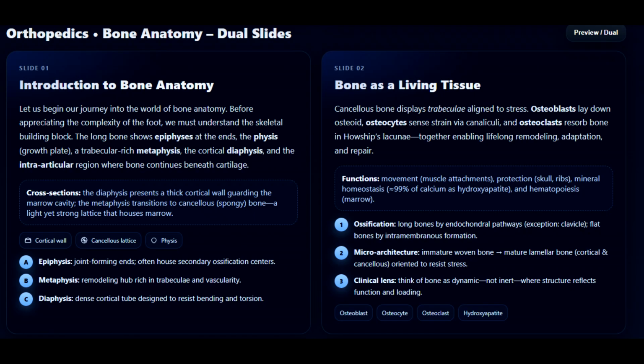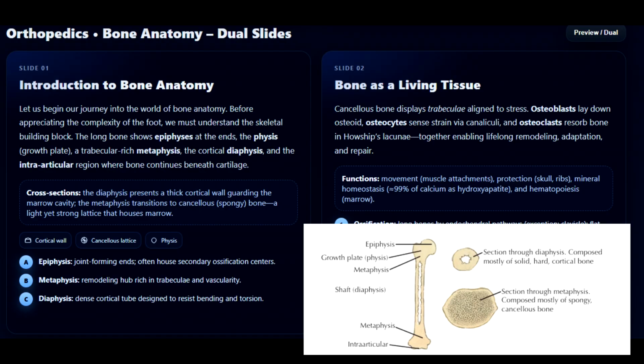Let us begin our journey into the world of bone anatomy, because before we can fully appreciate the intricacies of the foot, we must first understand the fundamental building block of the skeleton itself. When you look at this page, you can see a long bone illustrated on the left side, with its major regions carefully labeled. Imagine holding a femur or a tibia in your hand.